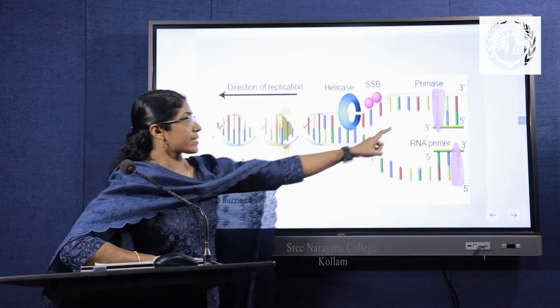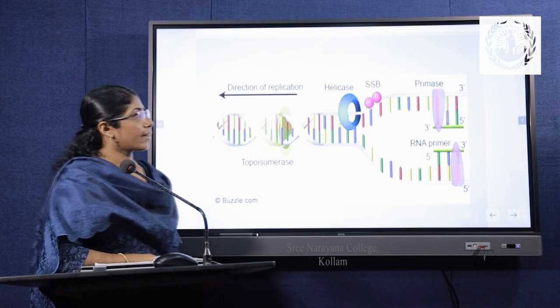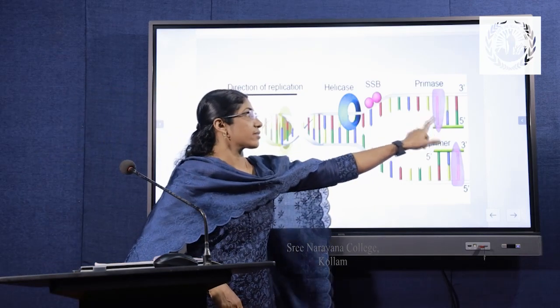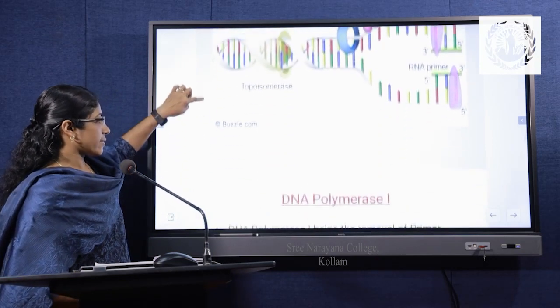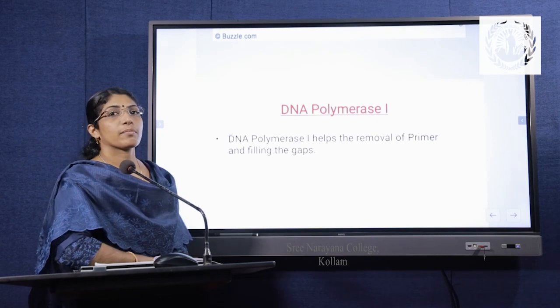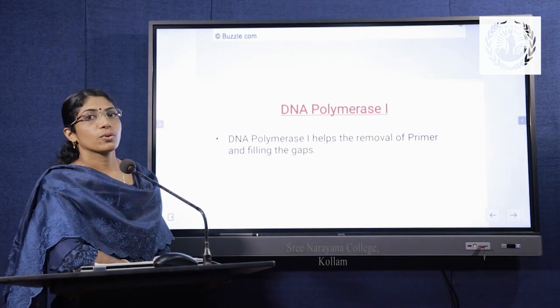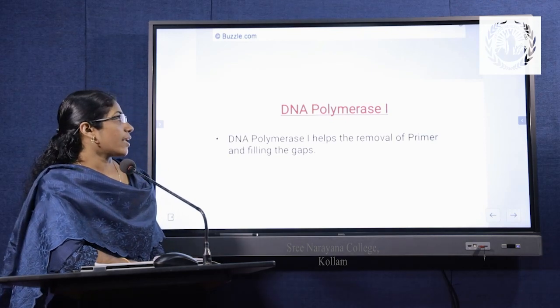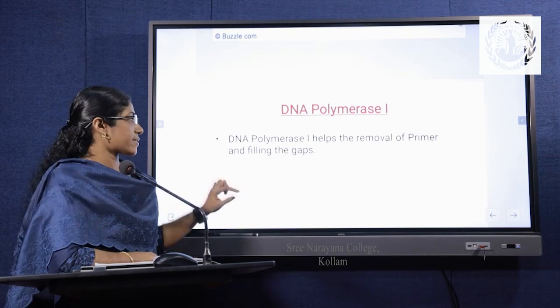This is a primase enzyme. Primase synthesizes RNA primers at the 5' end. Then the next enzyme is DNA polymerase. DNA polymerase helps the removal of the primer, because this primer is an RNA molecule, so we need to remove it. DNA polymerase 1 helps the removal of the primer and filling the gaps.